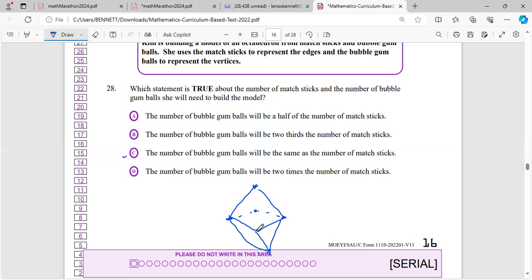Yeah, so these would be the bubblegum balls, which would represent the vertex, right? Where they meet. That's actually not a bad one though.